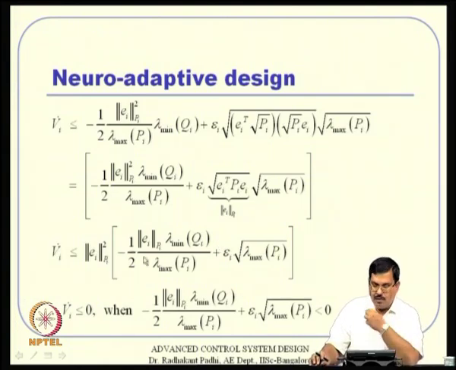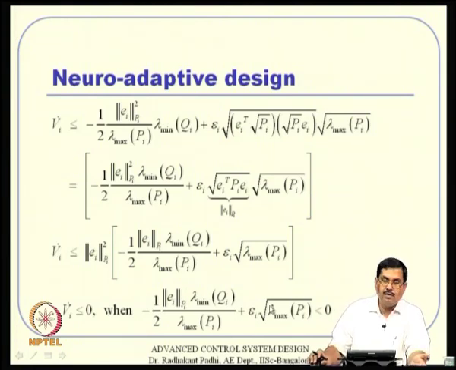So, that happens. Remember, this is a positive term here, this is a negative term here. So, Vi dot will become less than or equal to 0 whenever this quantity is less than or equal to 0. That is the condition that we have to analyze, whether this condition makes meaningful sense or not. Universally it will not be negative definite.